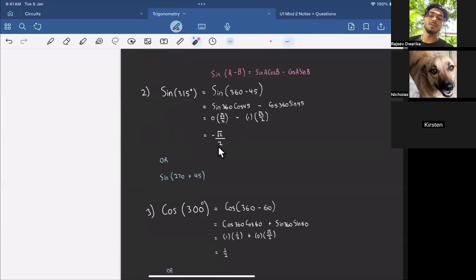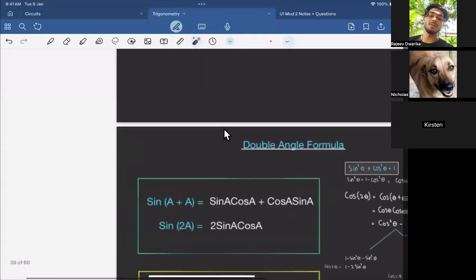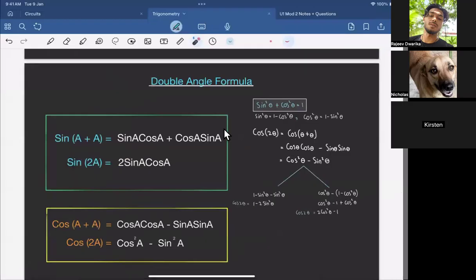Sure, no problem. I'm sending you a picture of the best Casio to get. I'll send it now. It won't take long. That's the one to get. All right, Nicholas, are you back? Yeah. All right, cool. Double angle formula now. Let's go.